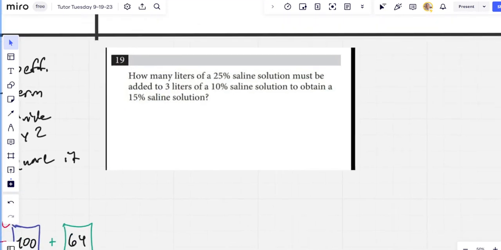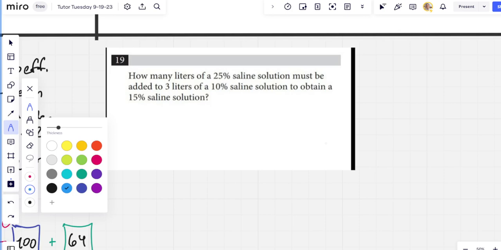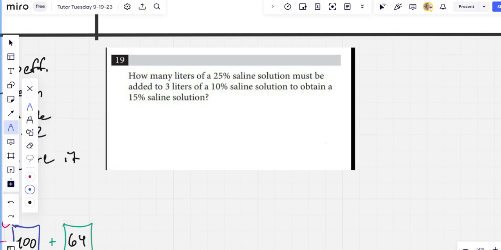How many liters of a 25% saline solution must be added to 3 liters of a 10% saline solution to obtain a 15% saline solution? Whew. I remember when I first did this one, it was tough, but now these solution problems are no match. How many liters? That indicates to me an unknown. So I'm going to call that x. The concentration is 25%, which I'm going to put as 0.25.